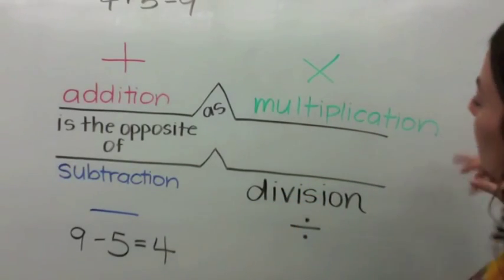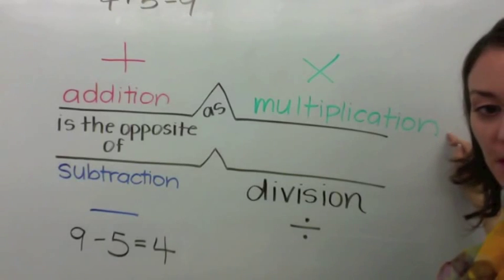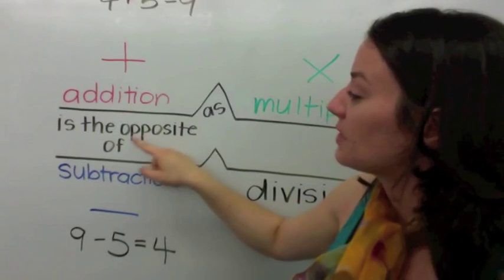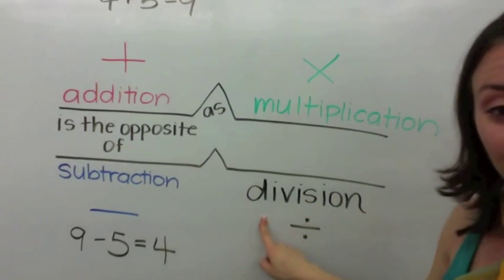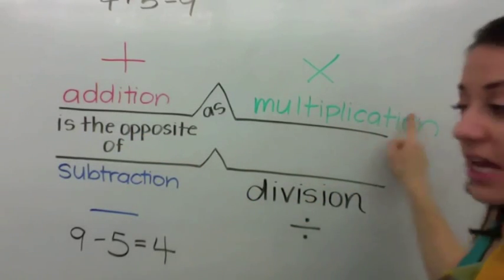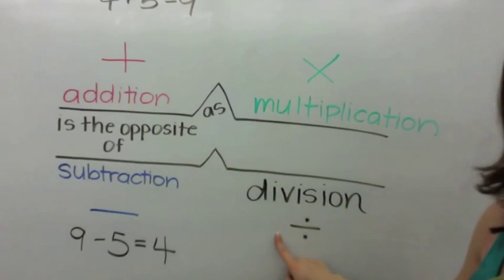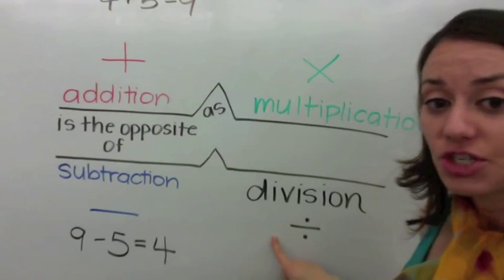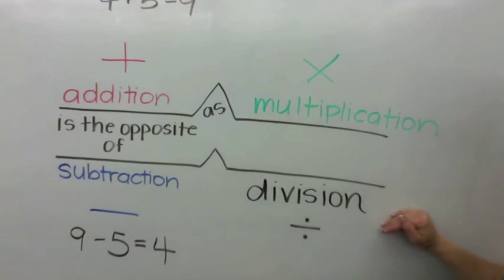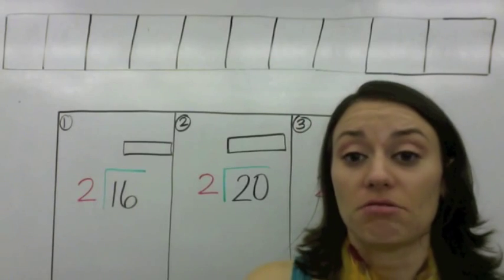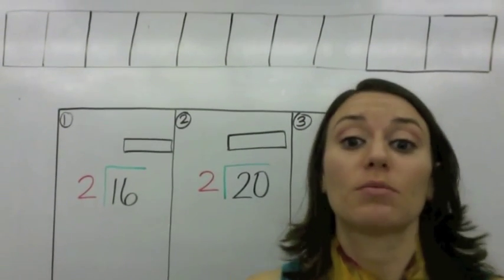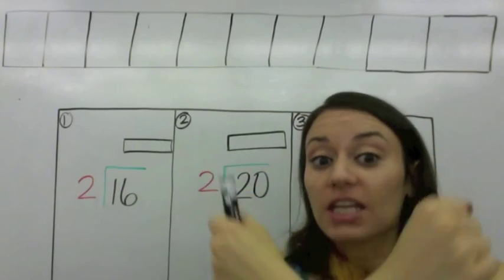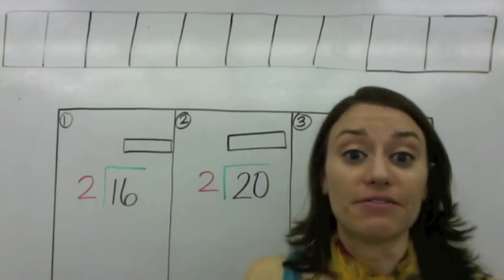And so when you look at multiplication, multiplication is the opposite of division, okay? Multiplication is the opposite of division. So I'm going to go ahead and show you how they are related in just a minute, but make sure that you get this down on your notes. Now you can use skip counting to help you with division problems as well, because you have to know that multiplication is the opposite of division.